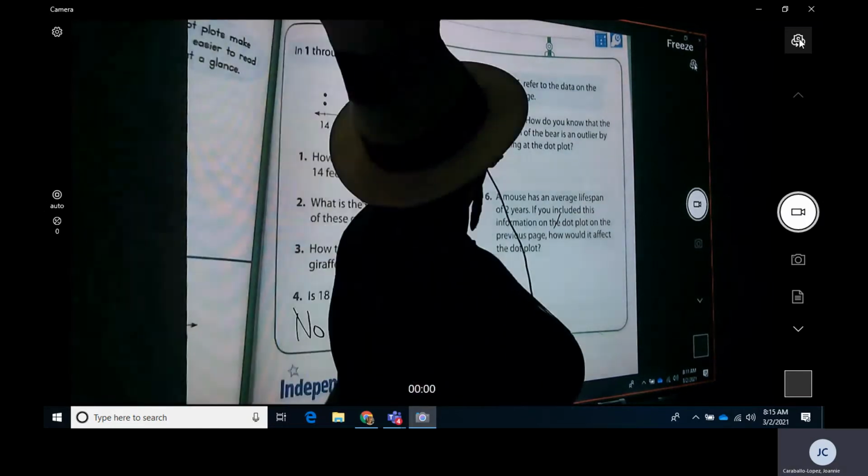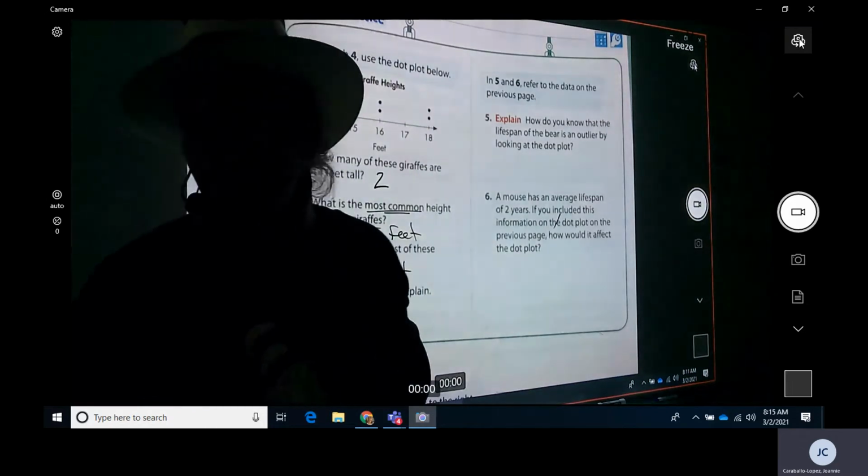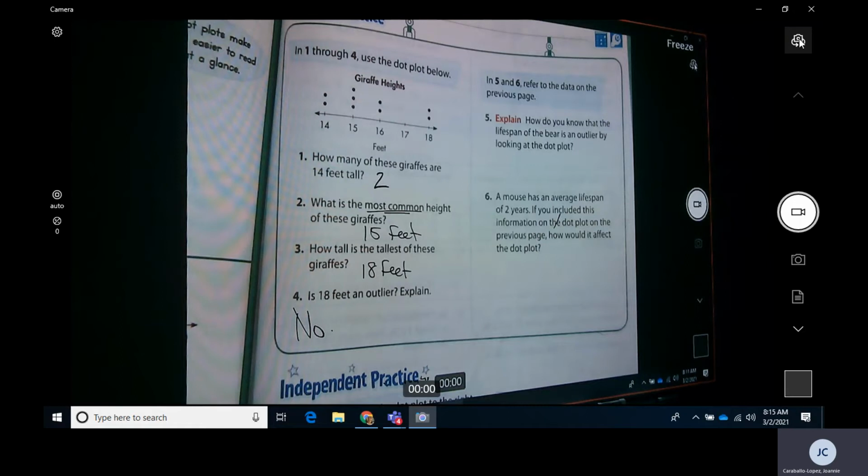All right. In 5 through 6, refer to the data on the previous page. So we're going to look at the previous page. Vamos a mirar la página 842 para poder contestar esta pregunta. Mire las tablas en la página 842. ¿Puede verlo? Okay. So 842 is the page before. That's what you're looking for. The data on the page before. People, look right here. This is what you're looking for.